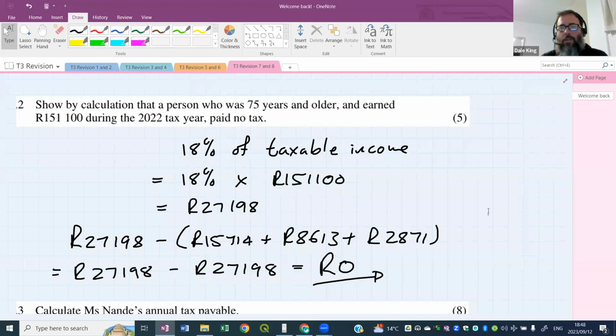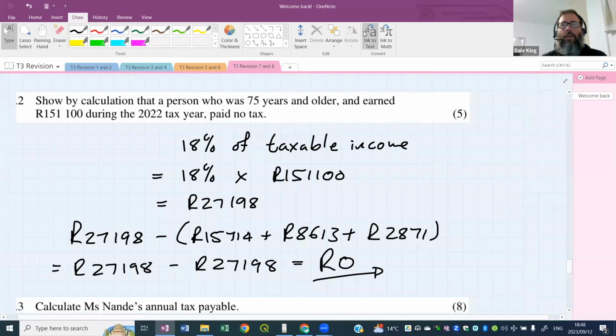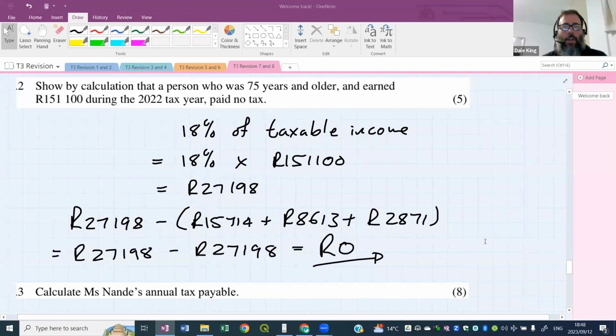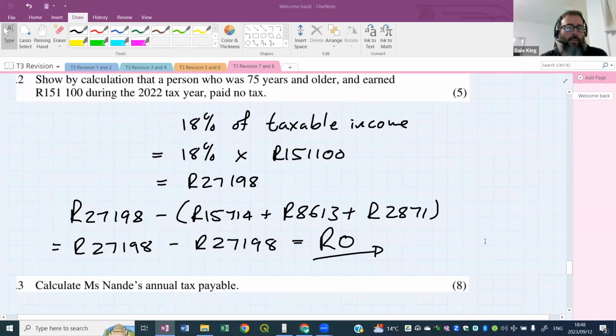Fantastic. You see, this is what the government wants. They want people that are older. People that are older shouldn't have to pay. It makes sense, right? So this is how the tax table works.